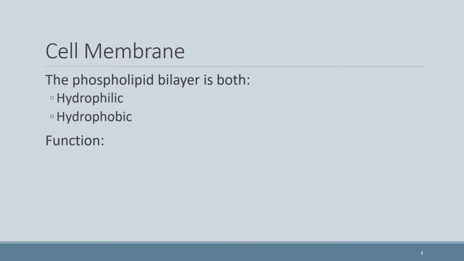Like we said, the cell membrane is made of this phospholipid bilayer that is both hydrophilic and hydrophobic in nature. If something is hydrophilic, it means that it is water-loving. And if something is hydrophobic, think of a phobia, you're scared of it. Hydro means water, phobia means scared, so it's water-fearing.